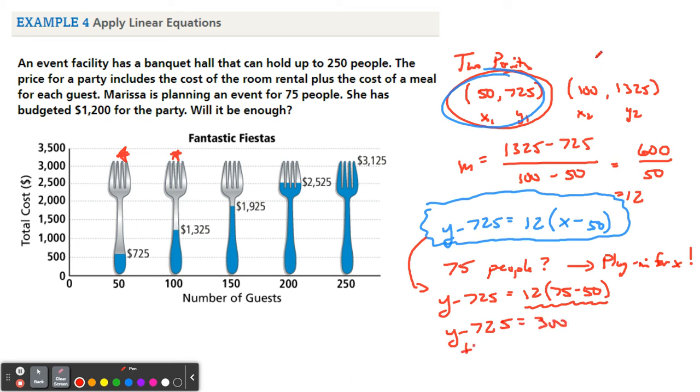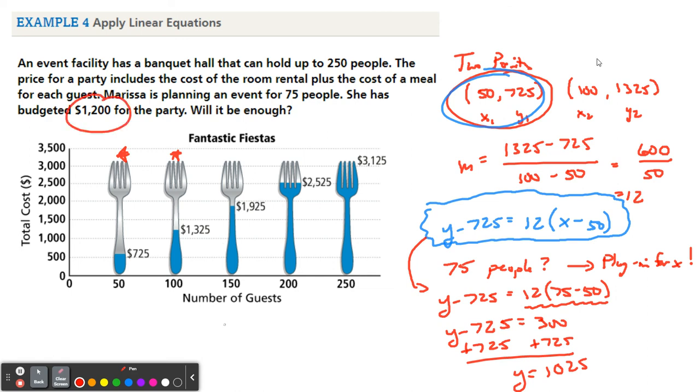And then to get y by itself to find the total cost, we're going to add 725 to both sides. And I got y equals 1,025. Which means that if she wants 75 guests, she needs to have $1,025. Well, she budgeted $1,200. So she is well within her budget.